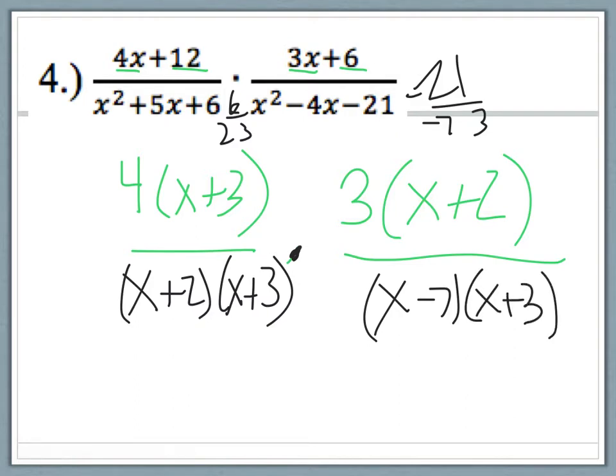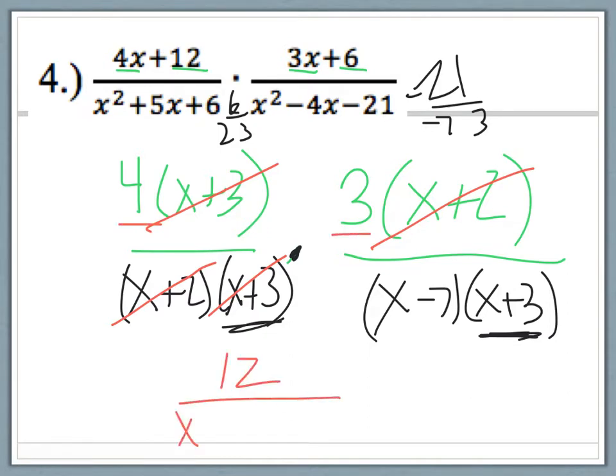All right, so what we're going to do is look vertically and diagonally to see if we have things that match. Be careful. I have an x plus 3 here. I can't cross it off with this x plus 3 over here, but I can cross it off with the one that's up top. Now I also have x plus 2 there for this x plus 2. And then I don't have anything else that matches, so we're going to rewrite what we have. Well, we have a 4 times 3, which is 12, over x minus 7, x plus 3. And that's my final answer.